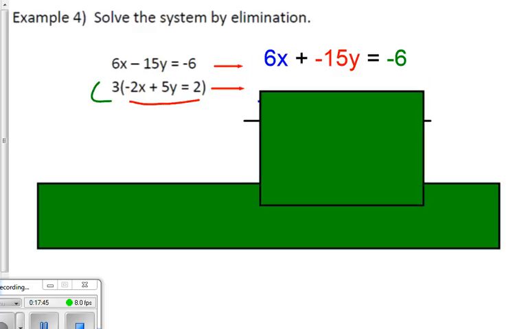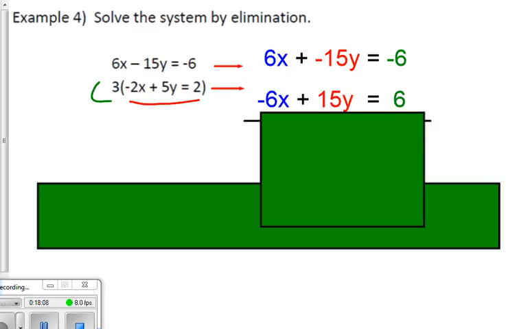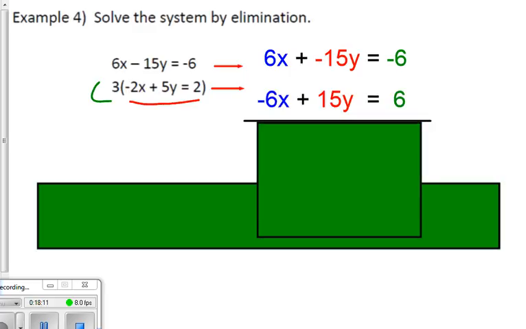So the top one stays as 6x plus -15y equals -6. And again, I saw this negative or this minus here, and I just broke it up into adding -15y. So that's why mine looks a little bit different from theirs. When I write it out as 6x plus -15y equals -6, then I have to put it over the other equation. 3 times -2x becomes -6x. 3 times 5y becomes positive 15y. And 3 times 2, that constant at the end, would be 6.